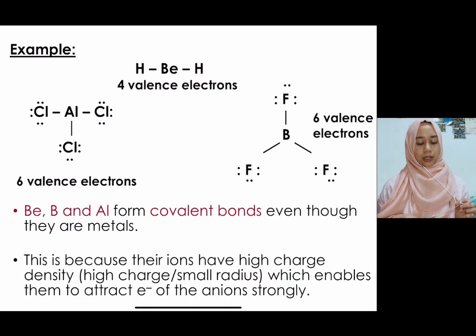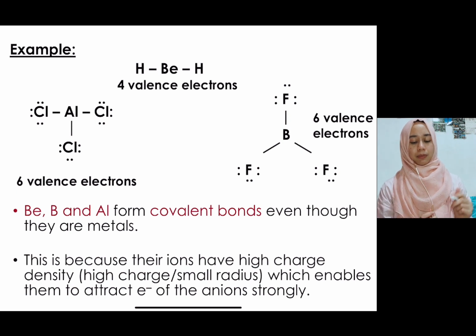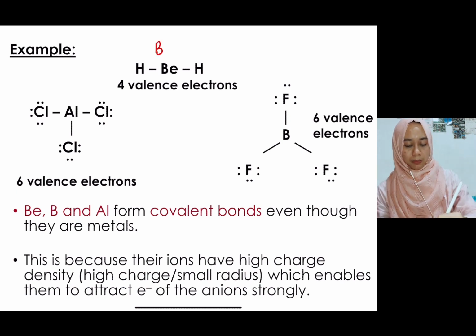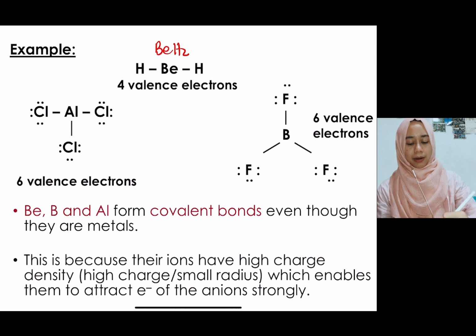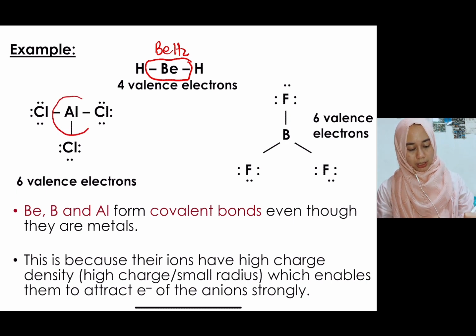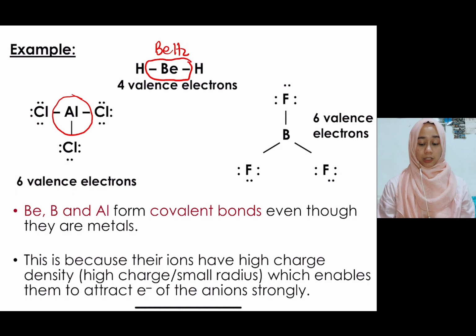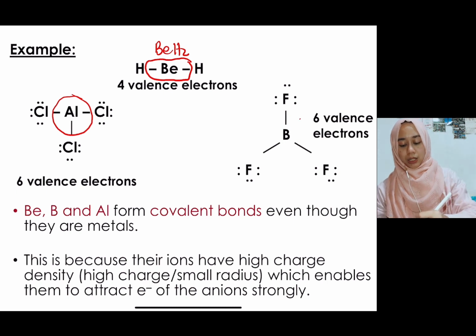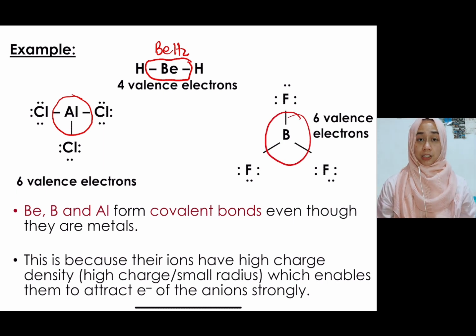Okay, so for example, a few examples here. We have BeH2. As you can see, the beryllium in the middle only has 4 valence electrons. Like our AlCl3, as you can see, it only has 6 valence electrons. And we have BF3. BF3 also has 6 valence electrons. Okay, so livable form covalent bonds even though they are metals.